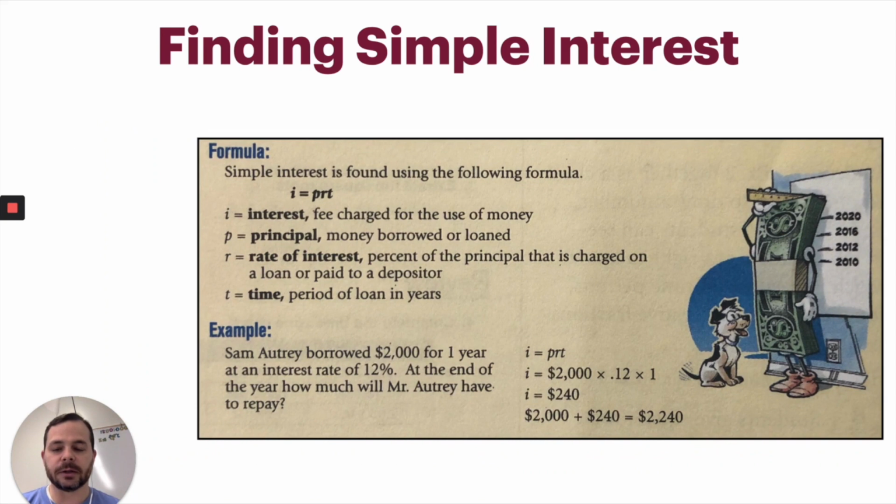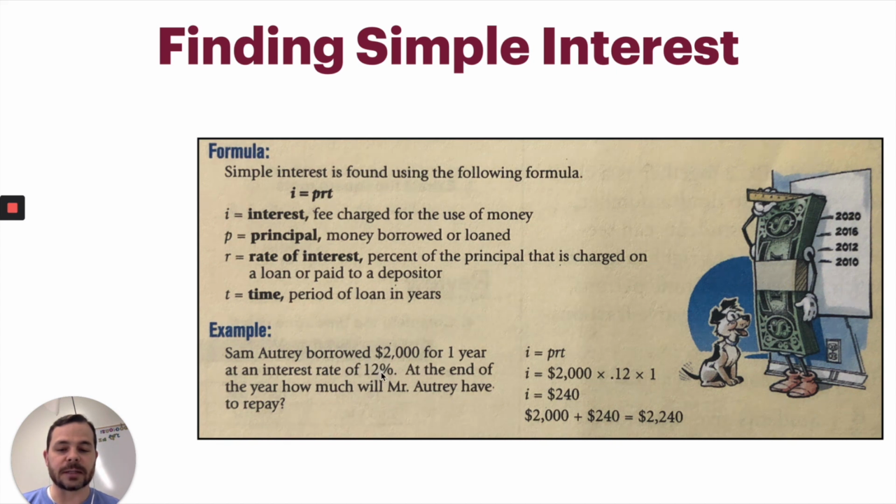So see here an example. Sam Autry borrowed $2,000 for 1 year at an interest rate of 12%. At the end of the year, how much will Mr. Autry have to repay? So here we have interest equals PRT, so P times R times T, and we're going to put interest equals $2,000 times the rate of interest, which is 12%.